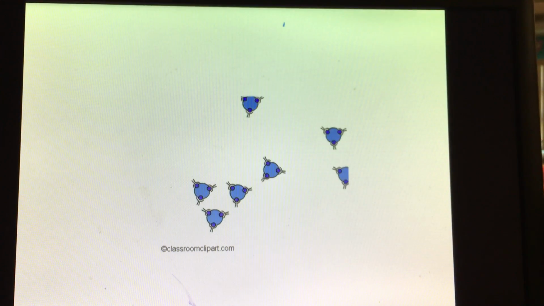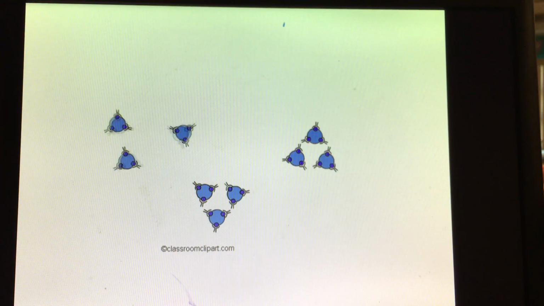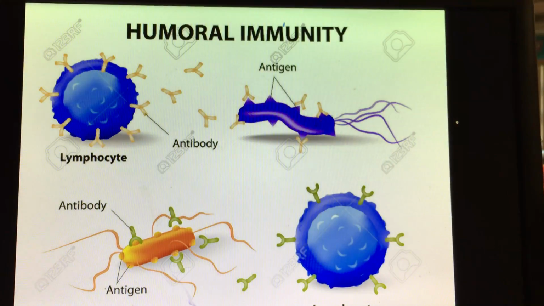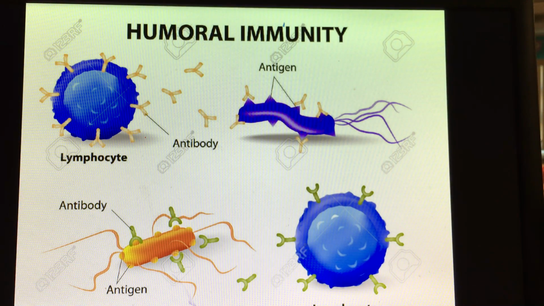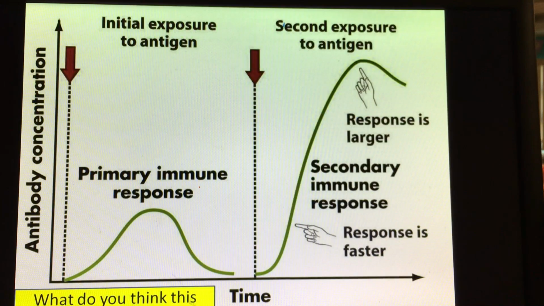So here's a quick little animation showing how the antibodies are going to help the pathogens to aggregate and clump together, making it easier for a phagocyte like a macrophage to come and engulf them. So humoral immunity, I like this because it shows us here's a Y-shaped antibody that would fit perfectly on this antigen, where this one is also specific for this type of antigen here. So there's specificity between antibodies and the antigen that they target.